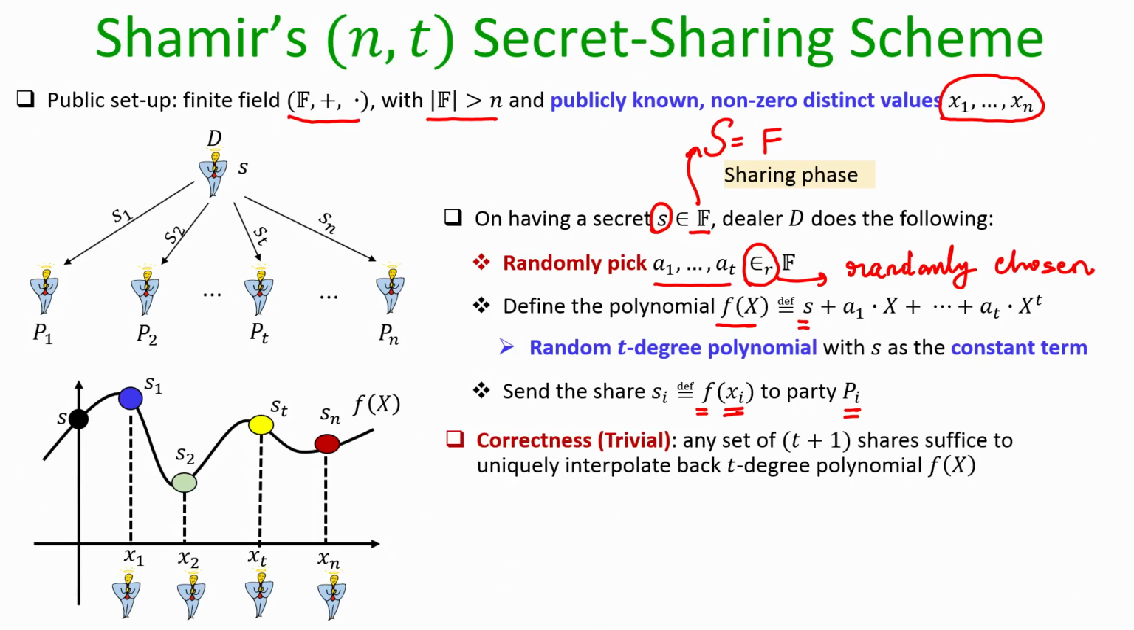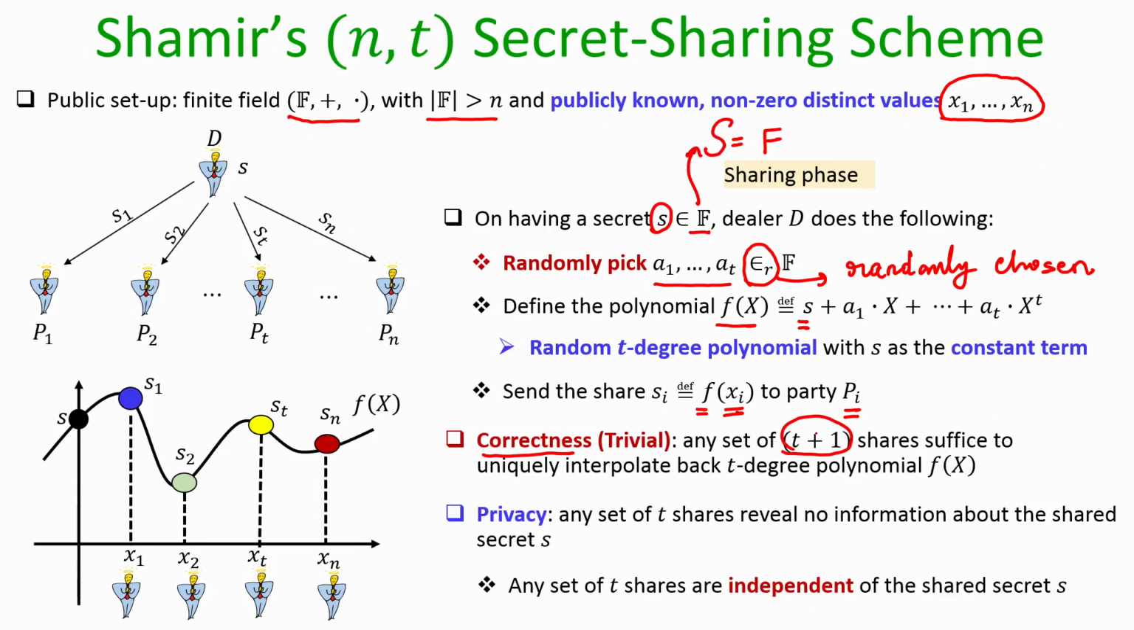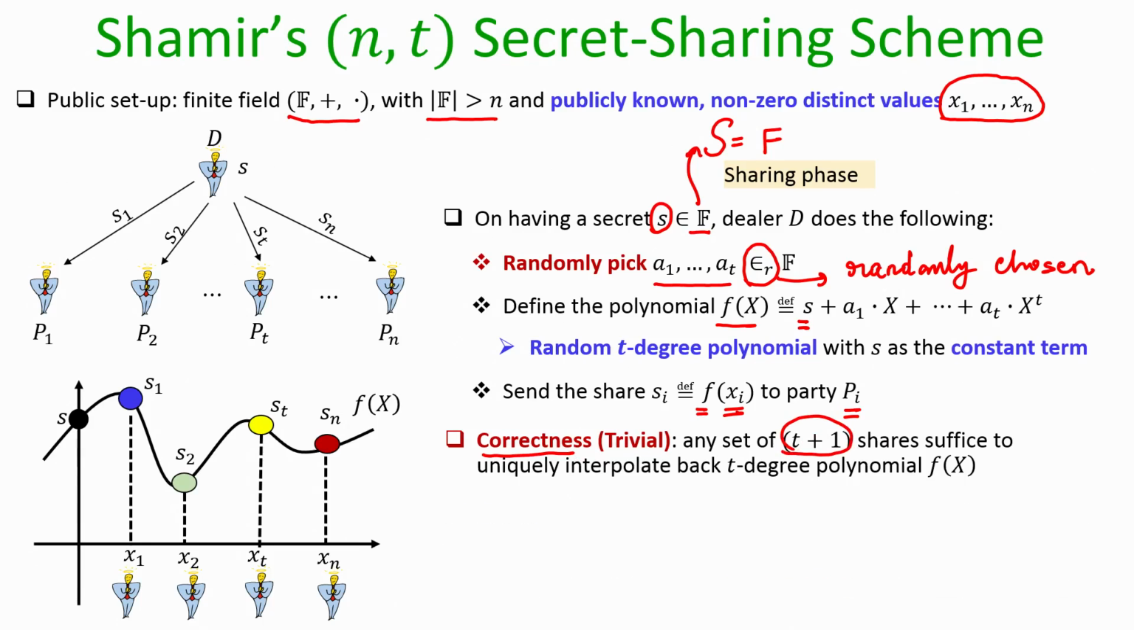Now, let us see whether this scheme satisfies the two requirements of secret sharing. The first requirement is that if you take any t plus 1 shares, you should be able to get back the original secret, and this comes from our Lagrange interpolation, because t plus 1 shares are nothing but t plus 1 distinct evaluations of the unknown t degree polynomial. Why are they distinct evaluations? Because we have chosen our x values, namely the values at which the polynomial is evaluated, to be distinct.